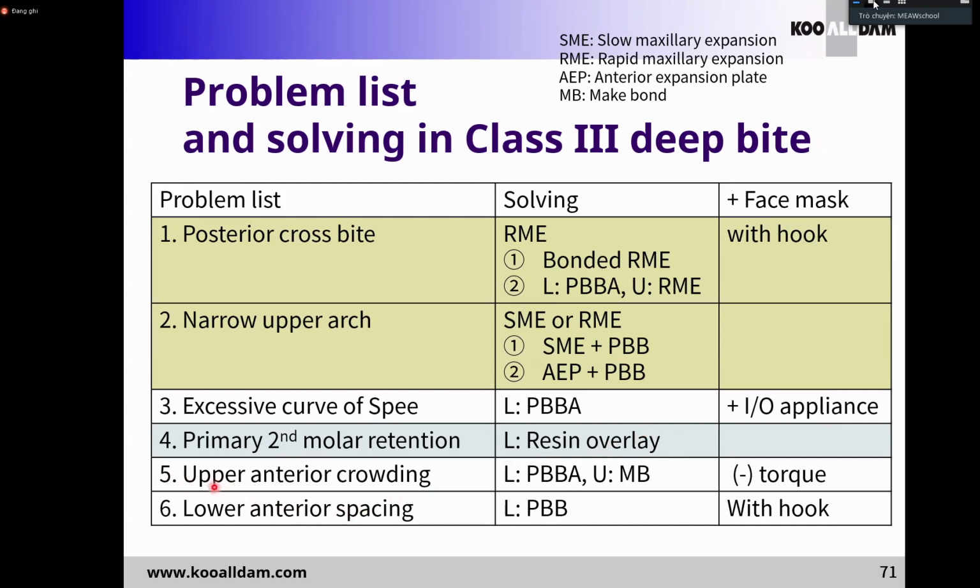And if there is crowding in the upper anterior area, I want to use braces in the upper arch. If there is a space in the lower arch, we may use PBB with hook for retraction of the lower incisor. Next time, we'll discuss this in detail.